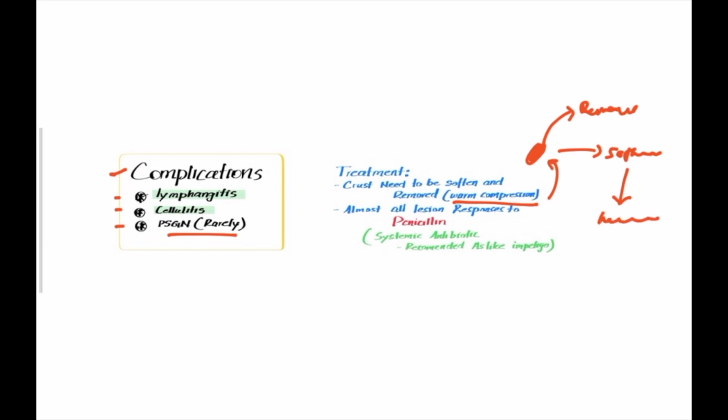And also we have to use antibiotics. Penicillin is the antibiotic of choice, to which almost all the lesions will respond. We can also consider systemic antibiotics, just like in impetigo, if there is complication and systemic features are visible.